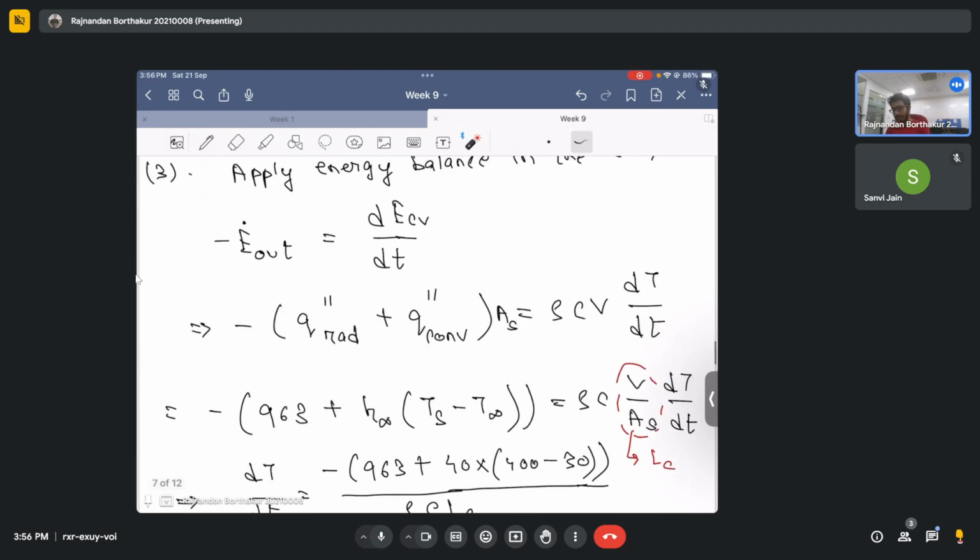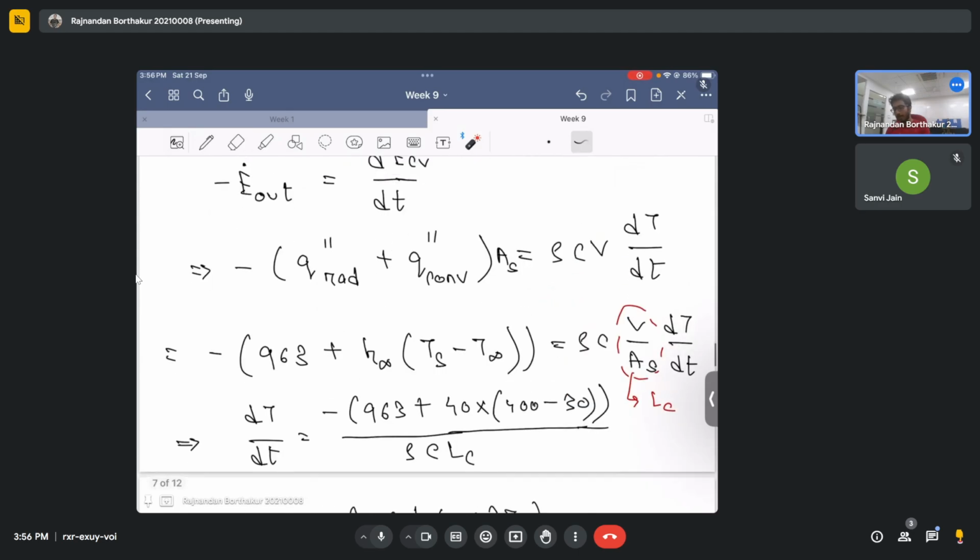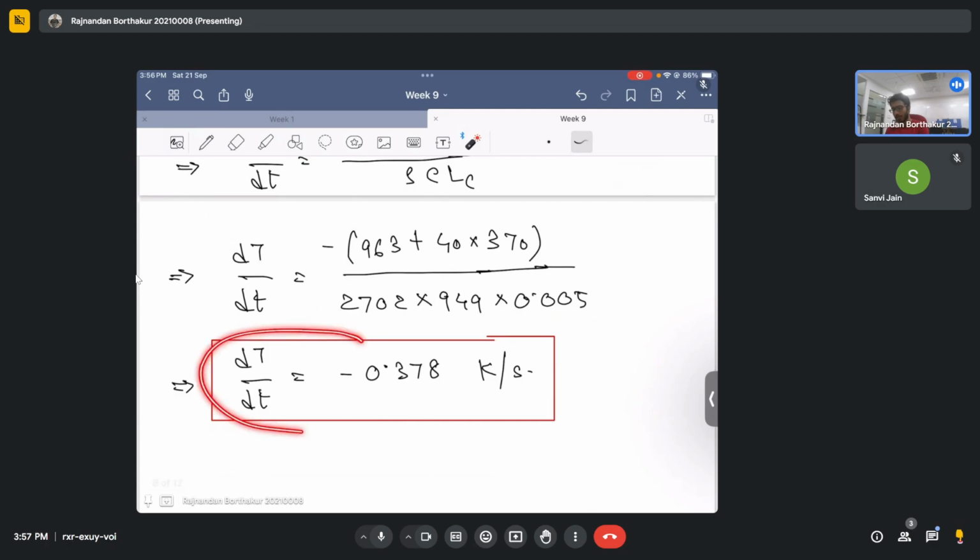Then you can simply write the rate at which the energy is changing inside the control volume as the density times the specific heat times the volume multiplied by dT by dt. You know everything, you just need to plug in the values to calculate the rate of change of temperature with respect to time of this body. So this is the third part, and we have done it. I hope it's a good question on radiation fluxes, and on how to deal with the combined effects of radiation and convection.